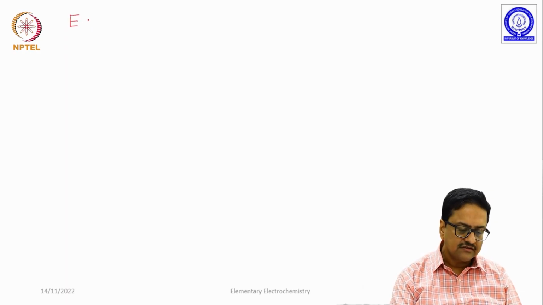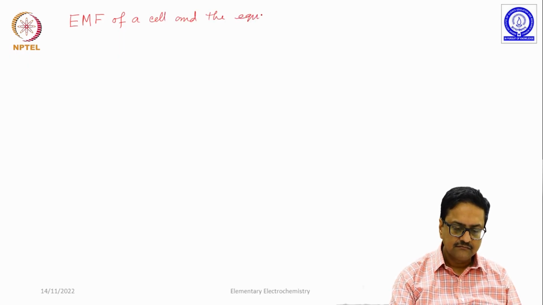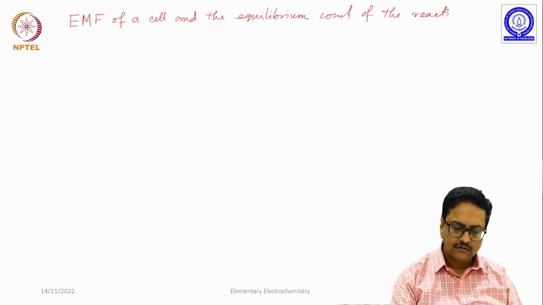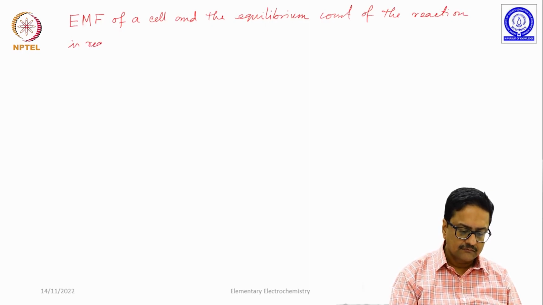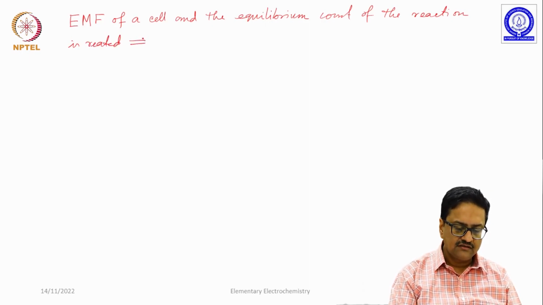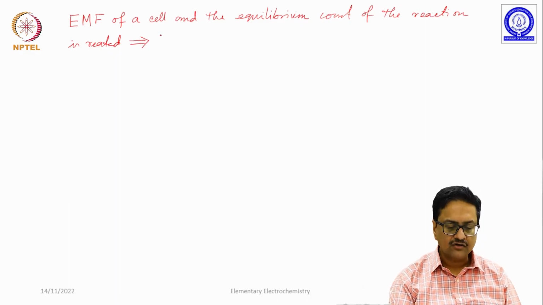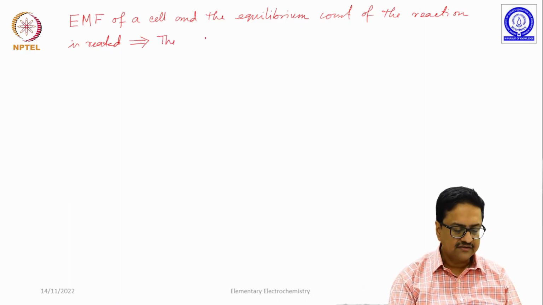So we will discuss how the electromotive force, or EMF, of a cell and the equilibrium constant of the reaction are related. This relation is called the Nernst equation.